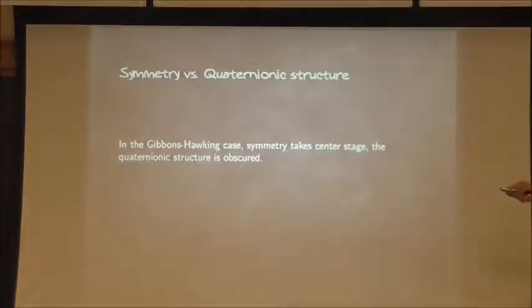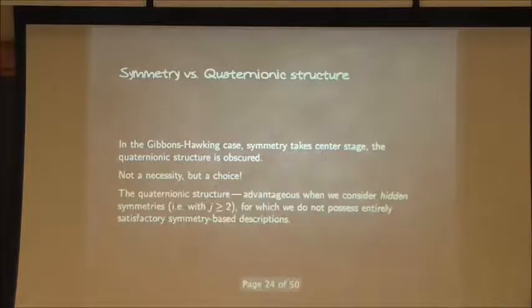In the Gibbons-Hawking case, symmetry takes center stage, but the quaternionic structure is not very clear. It's a Hyperkähler manifold, so there's got to be some quaternionic structure there. This is obscured, and the point that I'm trying to make in this talk is that this is not a necessity, but a choice. And it becomes a necessity when you talk about hidden symmetries, the ones with J greater or equal to 2, because there you do not possess satisfactory symmetry-based descriptions. So I'm going to step back now.